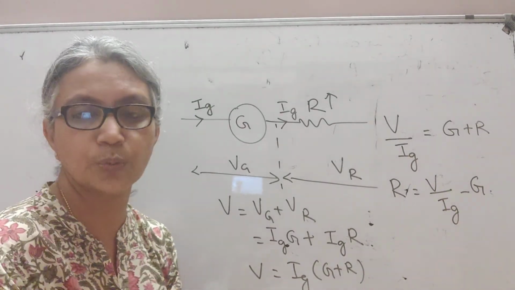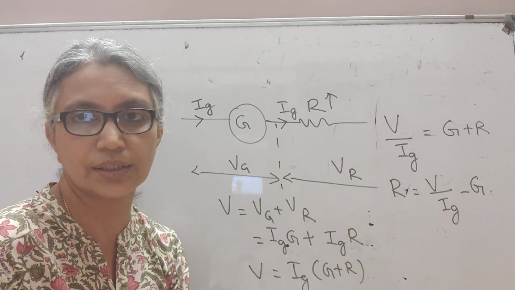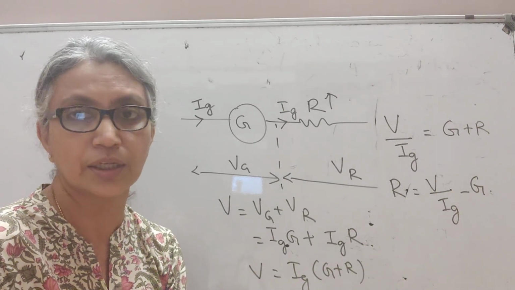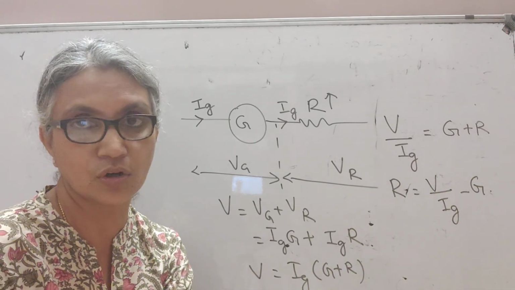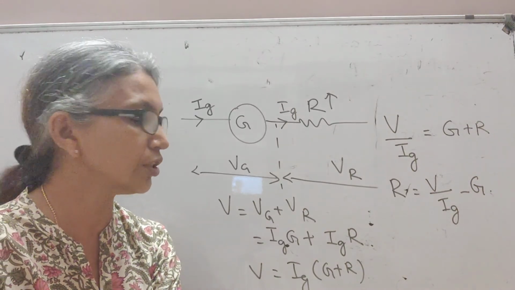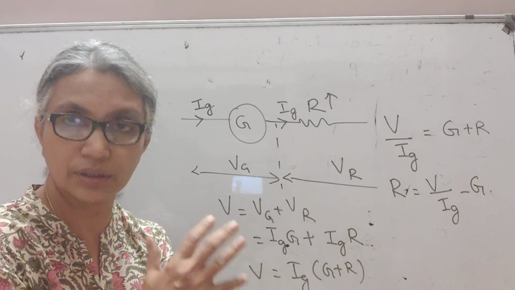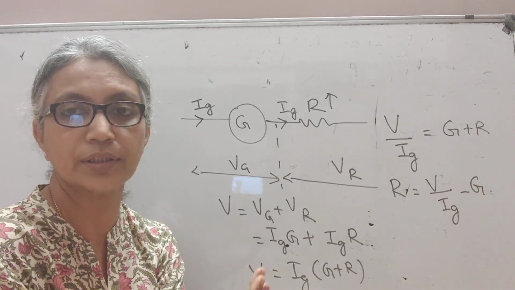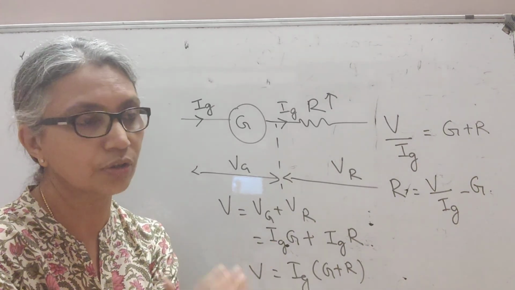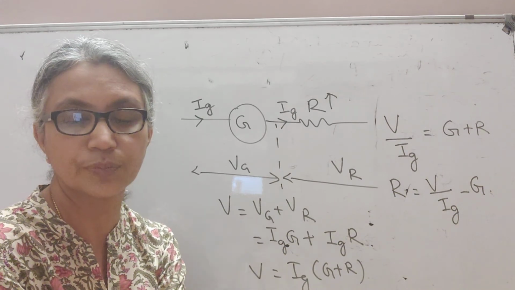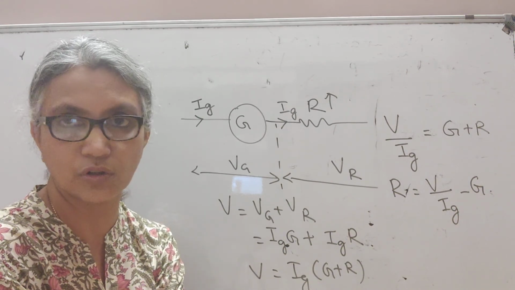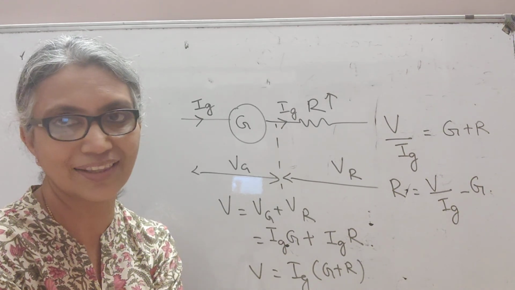Torque acting on a loop carrying current placed inside an external magnetic field is given by tau equal to m cross B. And then we went on to the moving coil galvanometer. And last, how do you convert a galvanometer to an ammeter which can read current? And how can you convert a galvanometer to a voltmeter to read the voltage or potential difference? Okay, thank you.